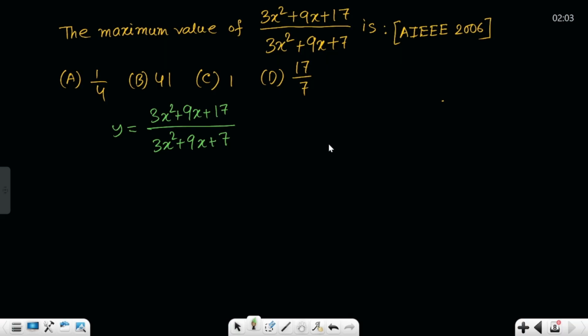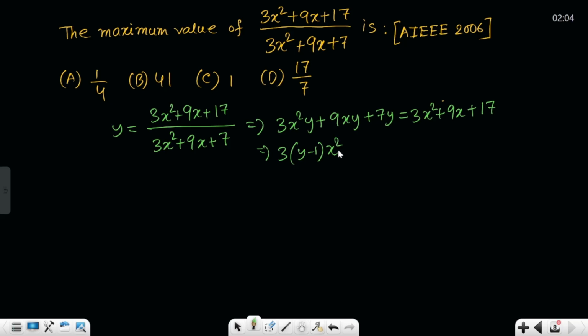First, what will we do? First cross multiply. So we will get 3x square y plus 9xy plus 7y equal to 3x square plus 9x plus 17. Now make it a quadratic in x. Follow the steps simply and you will easily solve this question. We will get 3 into y minus 1 into x square. Just do it quickly, don't be slow here. Here we will get y minus 1 into 9x plus 7y minus 17, and this will be equal to 0.